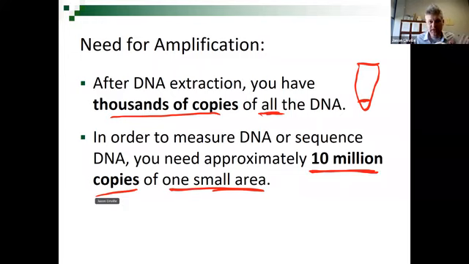So if you imagine this as a little magic school bus situation, we go into that DNA extraction, all of this thousands of copies of DNA, all of it, all 3 billion base pairs floating all over the place. We find the area that we want to amplify and we make 10 million copies of that area of DNA. So we go from thousands to 10 million copies. We go from thousands of copies of all of the DNA to 10 million copies of one small area.